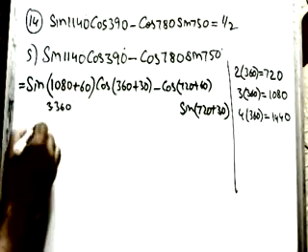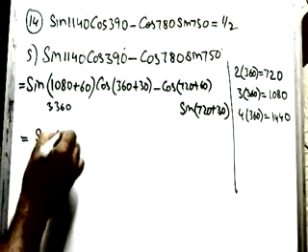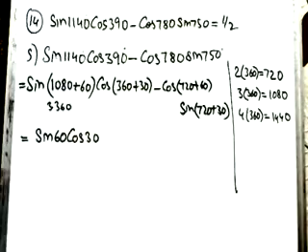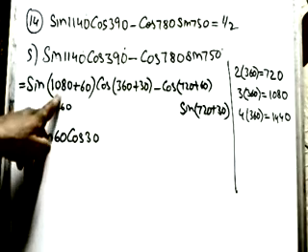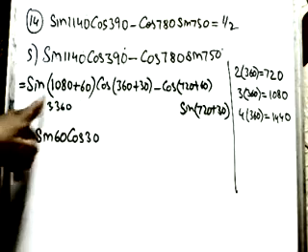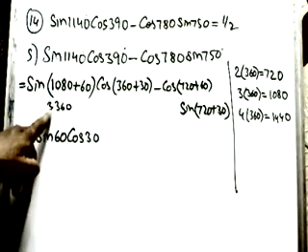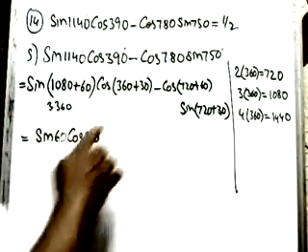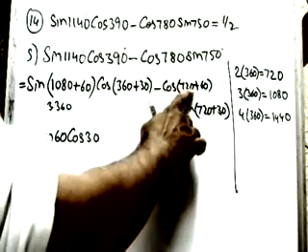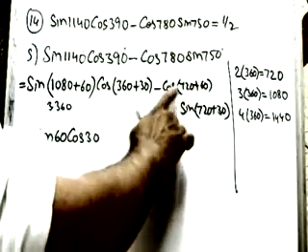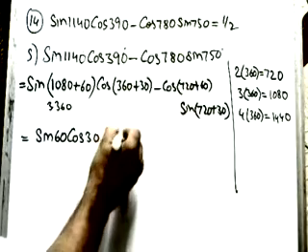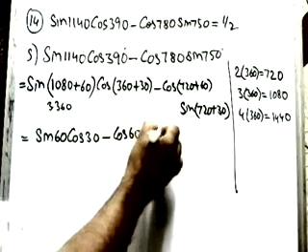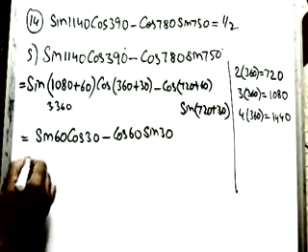This can be written as: sine n into 360 plus theta is sine theta, so sine 60. Cos 360 plus theta is cos theta, so cos 30. Watch carefully: sine of any multiple of 360 plus theta is sine theta. Cos 360 plus theta is cos theta. This is also cos 2 into 360 plus 60, so it is cos 60. And sine 360 plus theta is sine theta, so this will be sine 30.